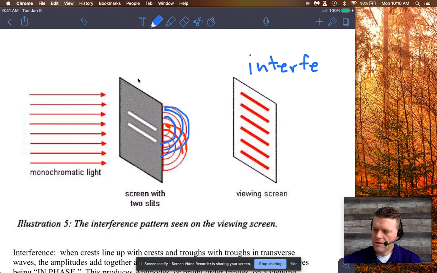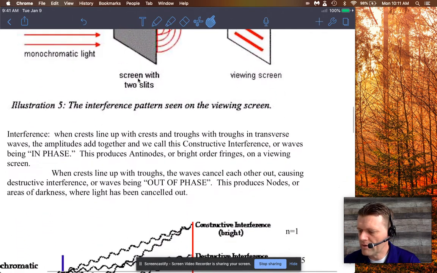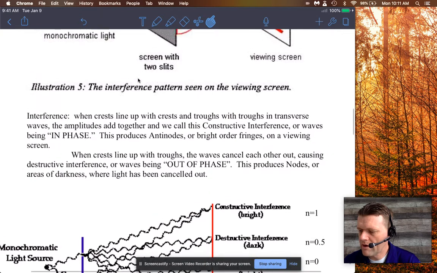Part of what happens too is the pattern, like I already mentioned, is symmetrical, but it can change depending on how close the slits are and how far away the screen is. You move the screen farther away and the pattern will get farther apart. Bring the screen closer to the slits, then the pattern will come together. And I'm going to cover all of those variables in a second.